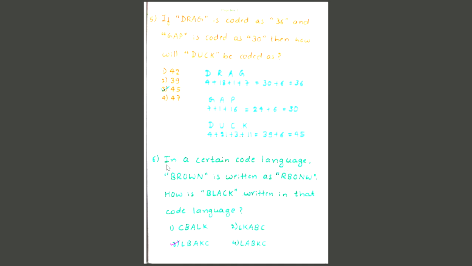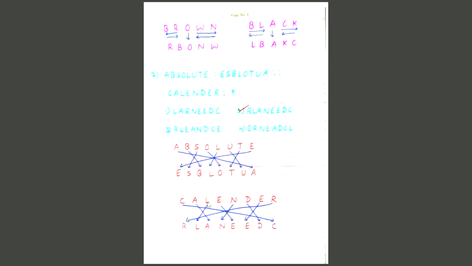Then the sixth question. In a certain code language, brown is written as RBONW. How is black written in that code language? Here, brown is coded as RBONW. In the first, consider B and R. These interchange their places. BR is interchanged with RB. O is as it is. Then WN interchanges, they become NW. Brown is coded like this.